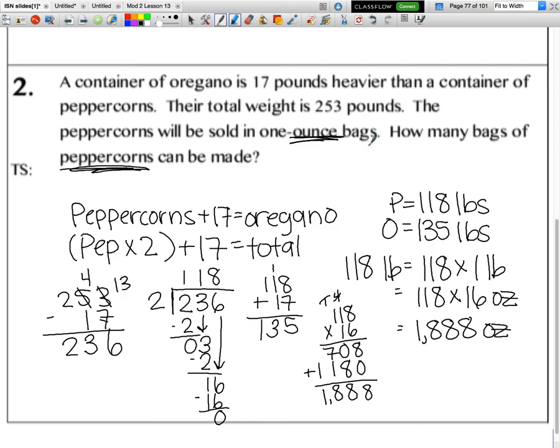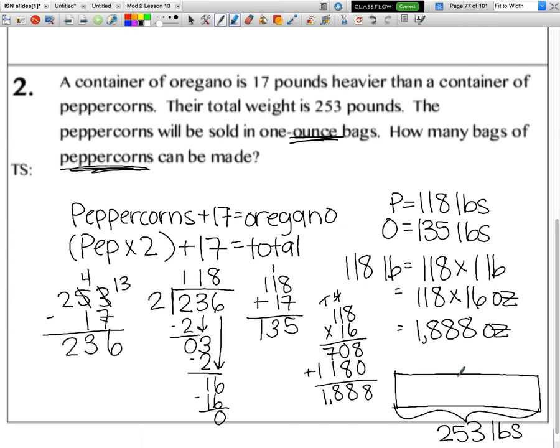Now, let me rewind really quick because I feel like I might have gone a little bit too fast through this beginning part of how I found this out. Let me draw you a tape diagram really quick down here. It might be kind of small, so just bear with me here. Okay, I know that my total weight is 253 pounds. So now, I know that the oregano is 17 pounds heavier than peppercorns. But I know that if I add them together, it's going to give me 253.